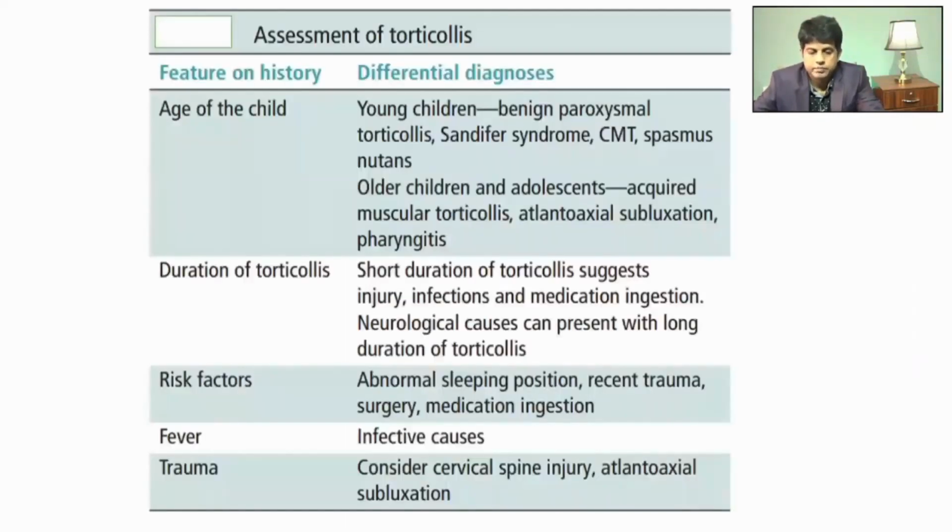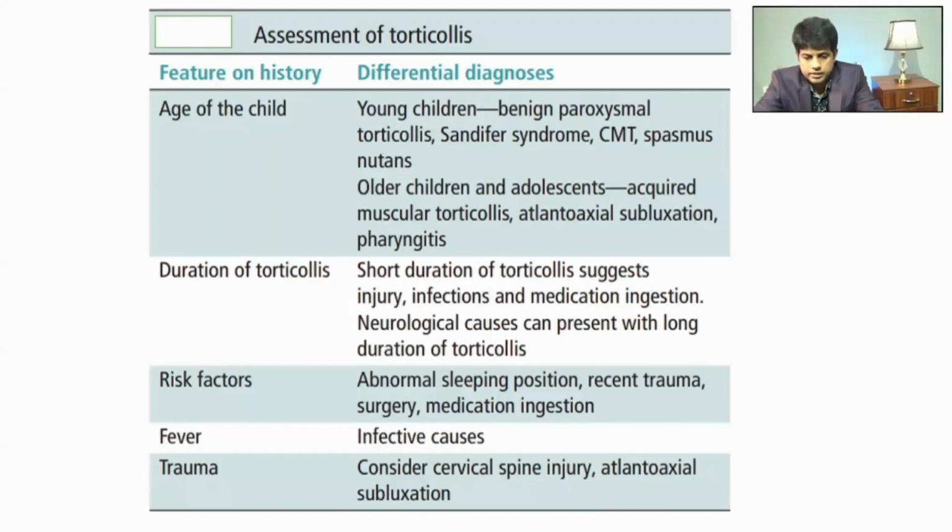Right. Let's now look at how we can perform a structured assessment on a child with an acutely twisted neck or torticollis. Now you know the common causes that can result in an acute torticollis. So it's just a matter of differentiating between these conditions based on their basic clinical features. So history is very important. History gives the most information that can help you to narrow down your differential diagnosis.